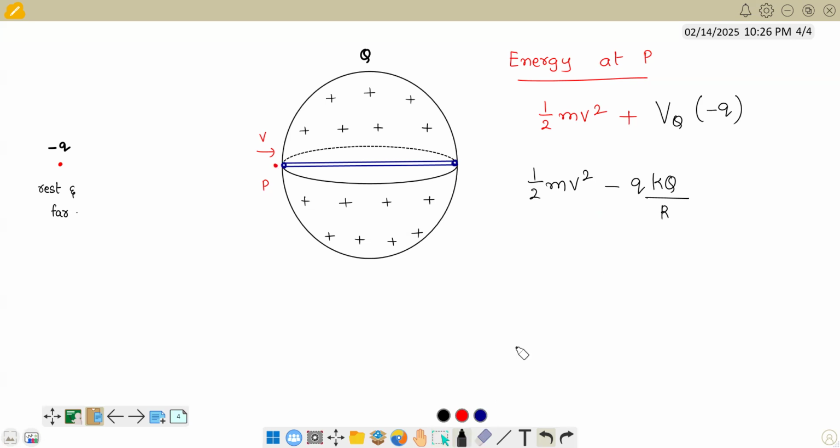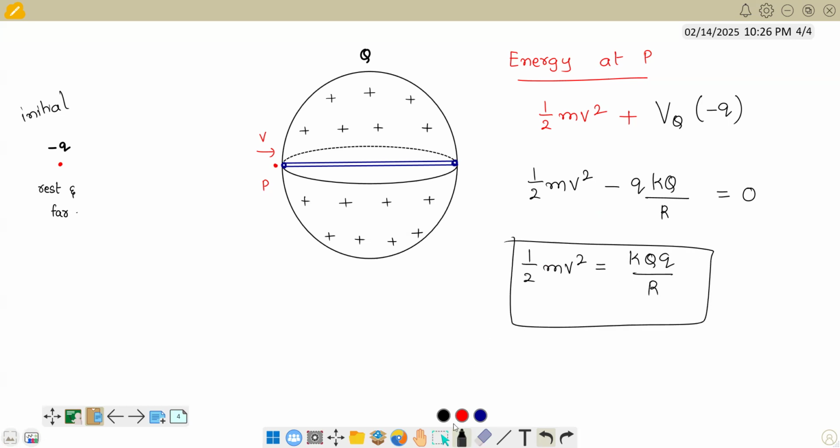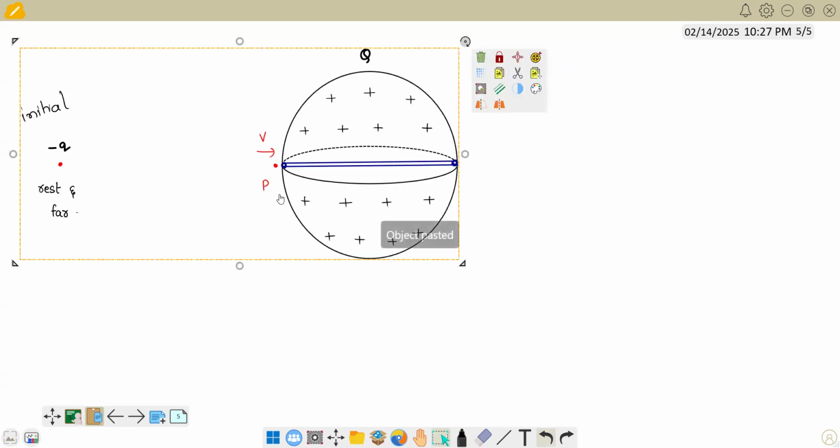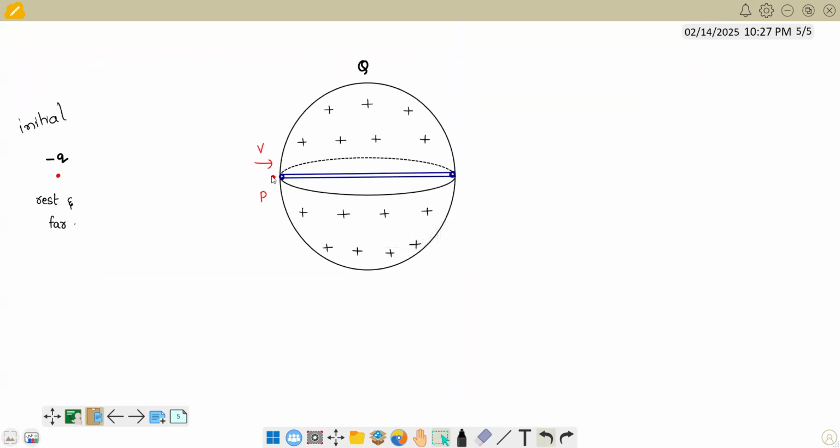So half mv square minus q into kQ by r, because point P is exactly on the surface of this. We know initial energy is final energy. So if this is energy at P, this is initial, I can just equate this to 0. So I'll indirectly get half mv square equals kQq by r. This information is useful when I'm trying to analyze the third scenario. So in the third scenario, same thing, now my particle went inside completely.